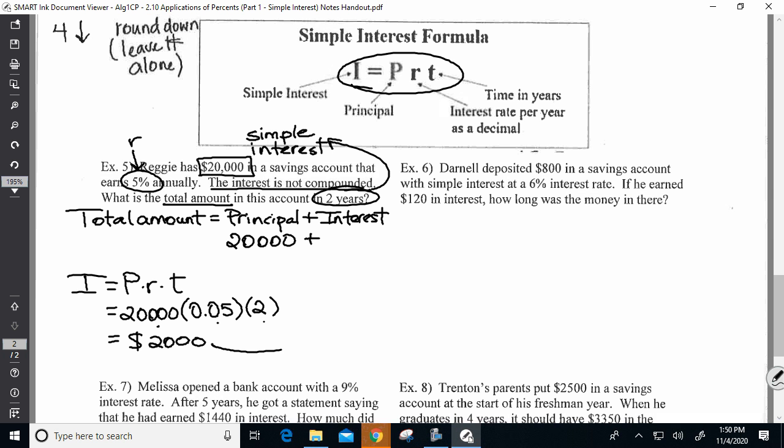So 2,000 is your interest. Add them together, you get $22,000. So your account now has $22,000 total, assuming that you don't spend any of your money. Questions on example 5?